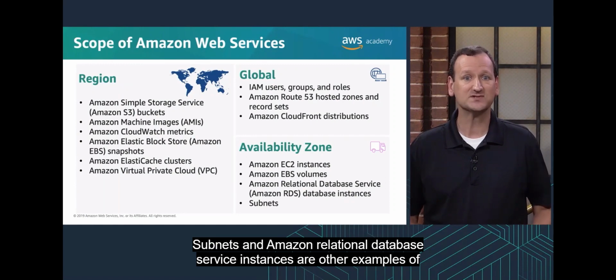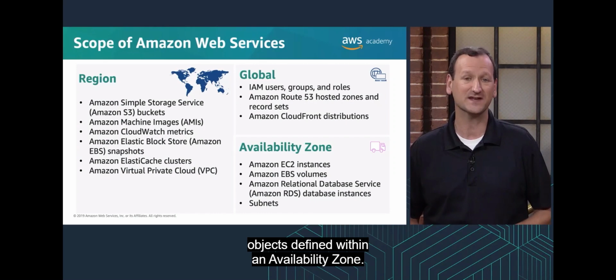Subnets and Amazon Relational Database Service instances are other examples of objects defined within an availability zone.